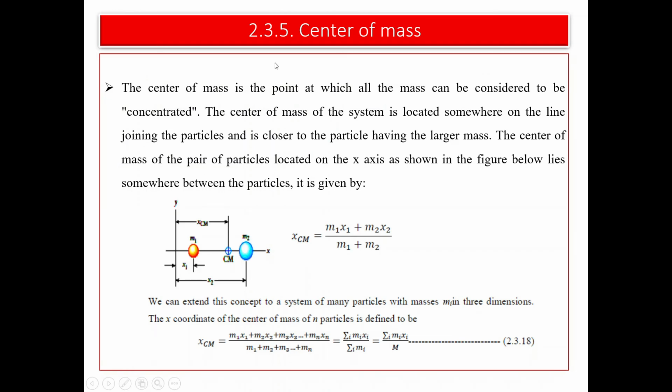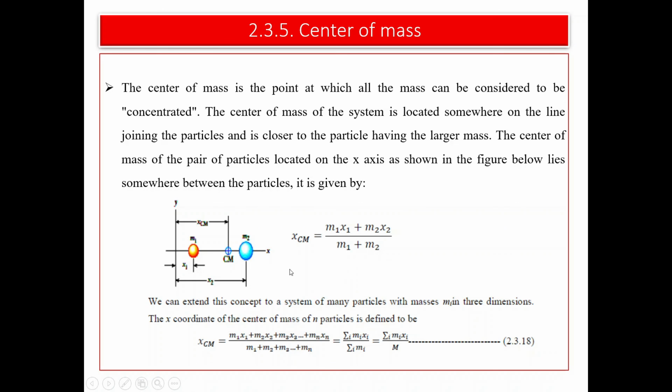Okay, so the last part of this chapter is center of mass. Center of mass is the point at which all the mass can be considered to be concentrated. The center of mass of a system is located somewhere on the line joining the particles, and closer to the particle having the larger mass. For a pair of particles located on the x-axis, the center of mass is somewhere between them. To find it, we take mass 1 at a distance x1 from the origin and mass 2 at a distance x2, so x center of mass is m1 x1 plus m2 x2 divided by m1 plus m2.